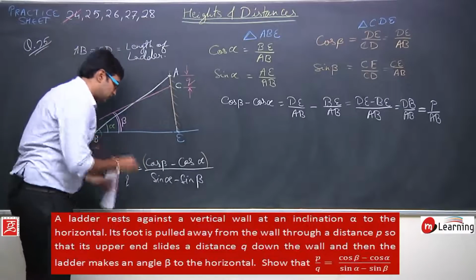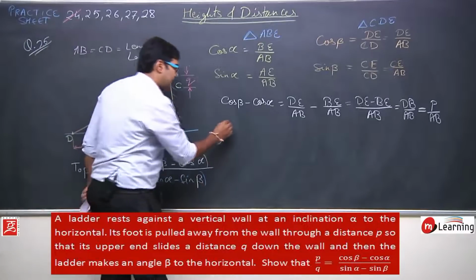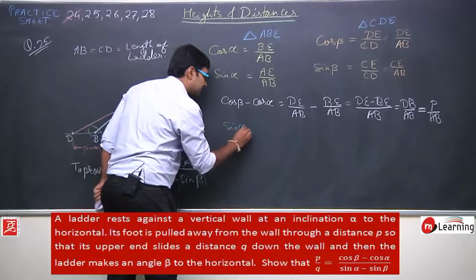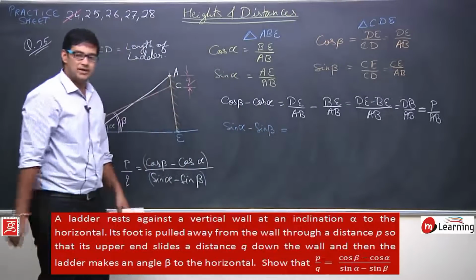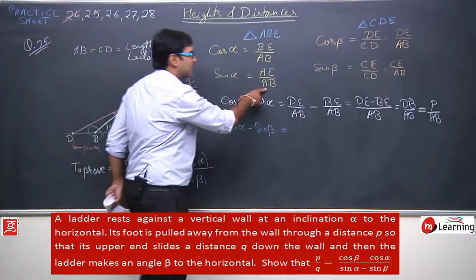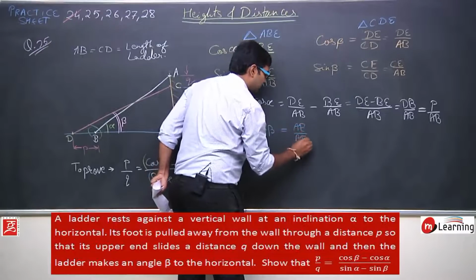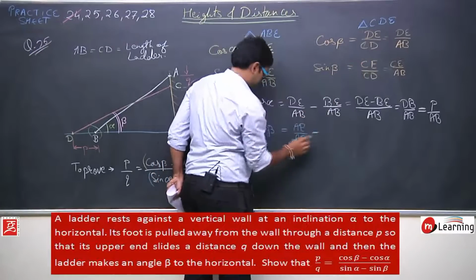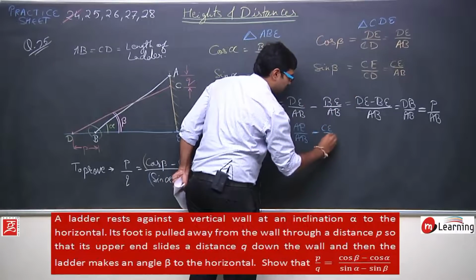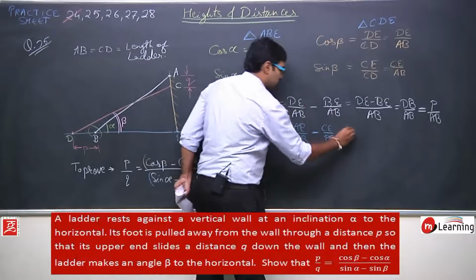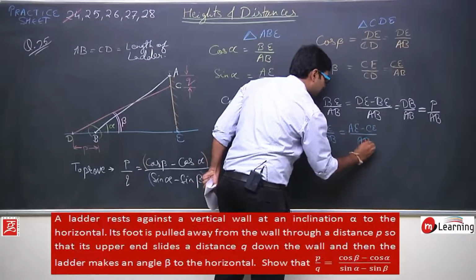What is the next value? It is sin alpha minus sin beta. So can I calculate sin alpha minus sin beta? Let us determine the value of sin alpha minus sin beta. Sin alpha is AE upon AB, minus sin beta, which is CE upon AB. So this is equal to AE minus CE upon AB.